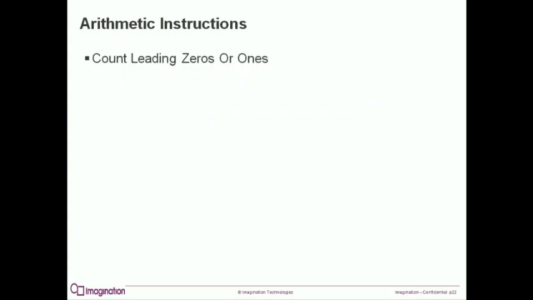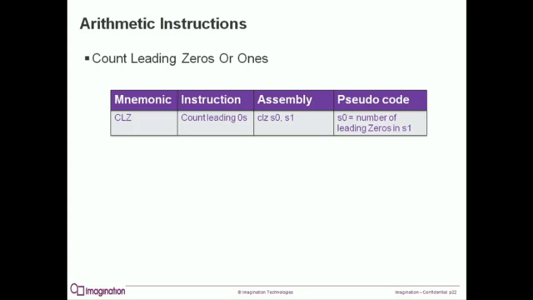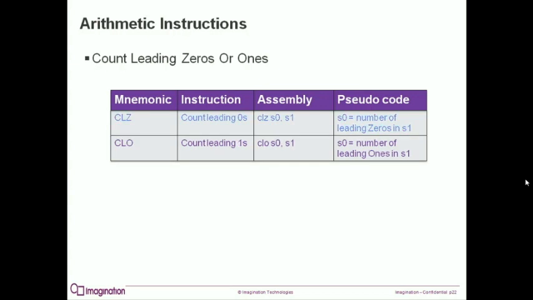There are two simple instructions to count either zeros or ones starting from the most significant bit. Count leading zeros starts at the most significant bit and travels backward, counting zeros until it finds a 1. Count leading ones does the opposite and starts at the most significant bit, travels backwards, and counts ones until it finds a 0.